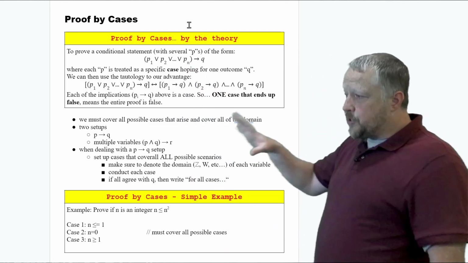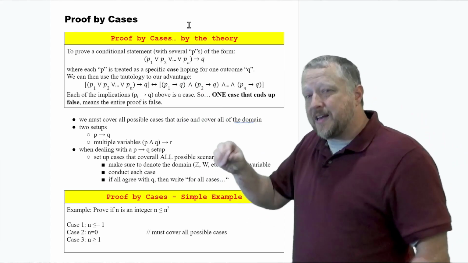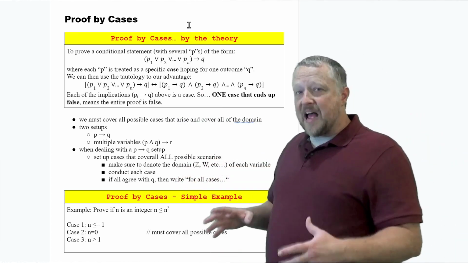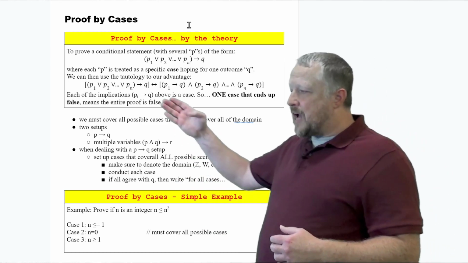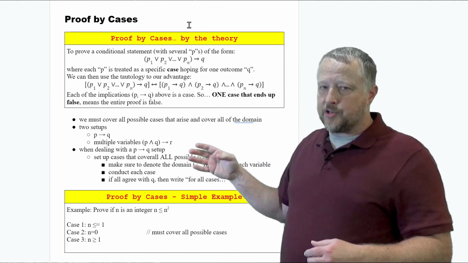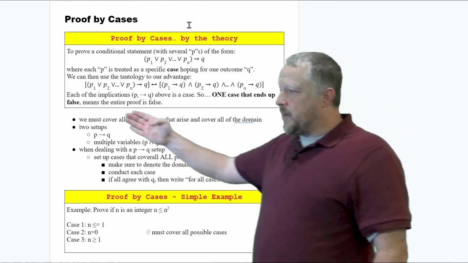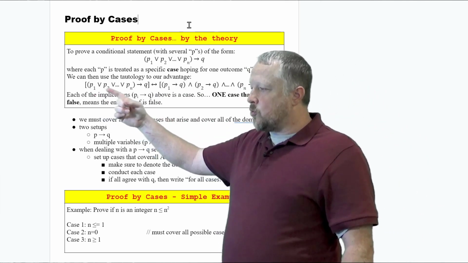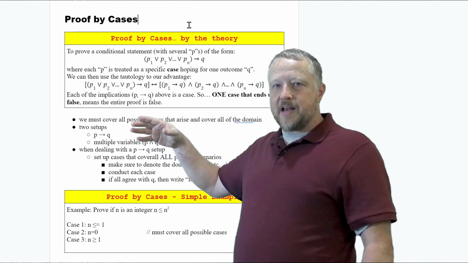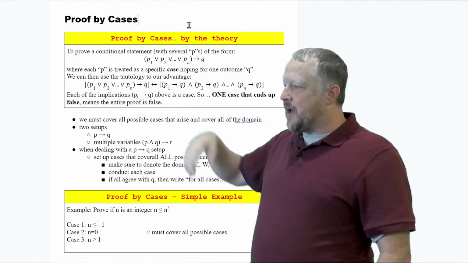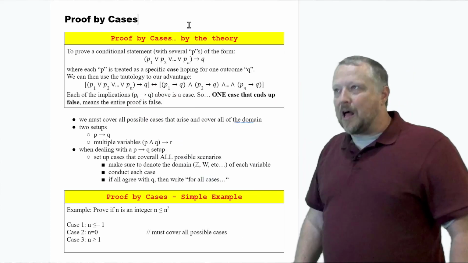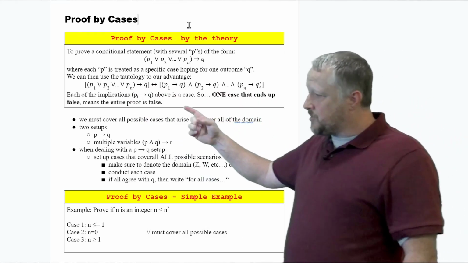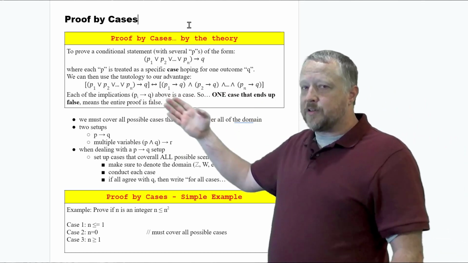Now, where each Q is treated as a specific case is what we're about to start doing. With that thought, we can use a tautology to our advantage. How's that? Well, think of it. We're thinking of each of these as or symbols, so this one or this particular case, then we can end up having our implies Q. But we can swap things around, this time using an and. These are equivalent to one another.